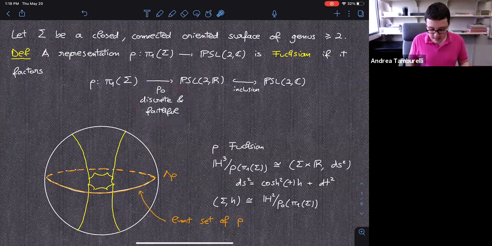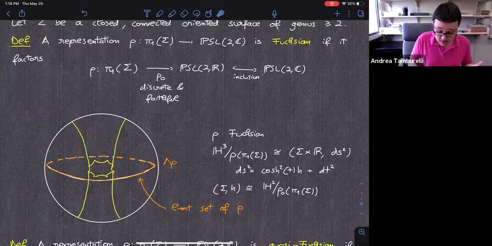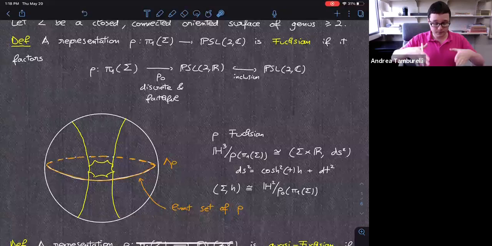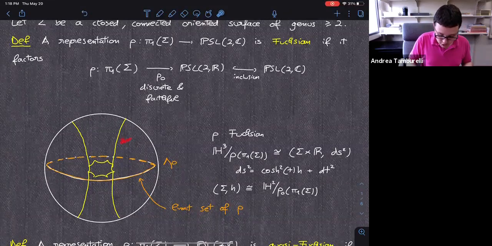So if we look at how this representation acts on H3, we can see that it must preserve the totally geodesic plane H2 that I mentioned before. And so if we consider a fundamental domain for the action of ρ0 inside this H2, and then we consider the geodesics orthogonal to this fundamental domain in H3, we get a domain like this, and then it's easy to see that this will be a fundamental domain for the action of ρ in H3. And so we see that ρ acts properly discontinuously on the whole H3.